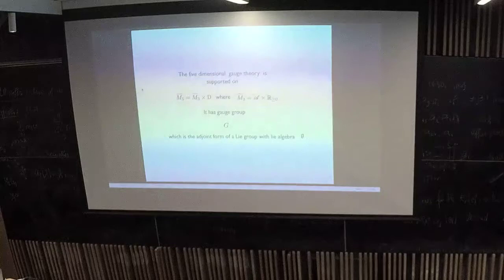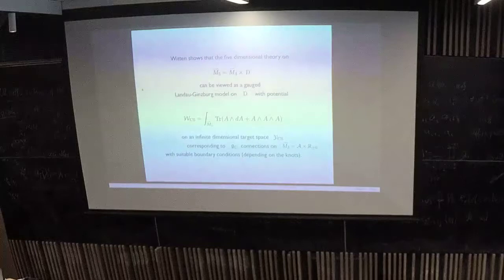So a gauge theory has an effective description as a gauge Landau-Ginzburg model on D, which is part of the spacetime, where the fact that you started with a five-dimensional theory on the space makes the effective theory on D have infinite-dimensional target space corresponding to complex GC connections on this three-manifold with a boundary and suitable boundary assignments, with a potential, which is the transformation.